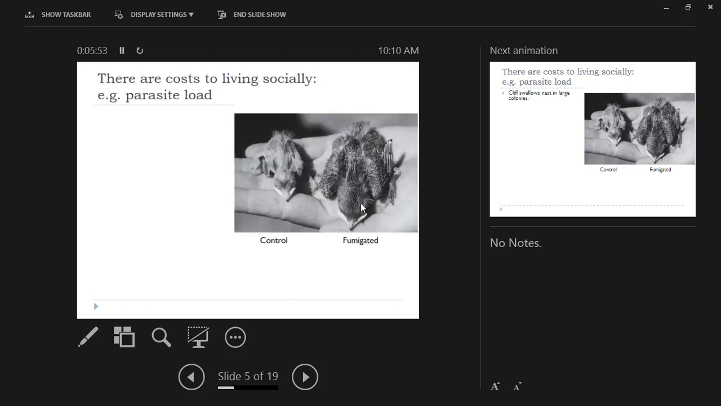There definitely are costs. This is building off what we just talked about. There are definite costs to living in social groups, and parasite load is one of the big ones. I always love this picture. Have I shown you this? I don't think I have. I had it in prior lectures, and I pushed it back to this one. So this is a cliff swallow. And these guys live in large colonies on cliffs.